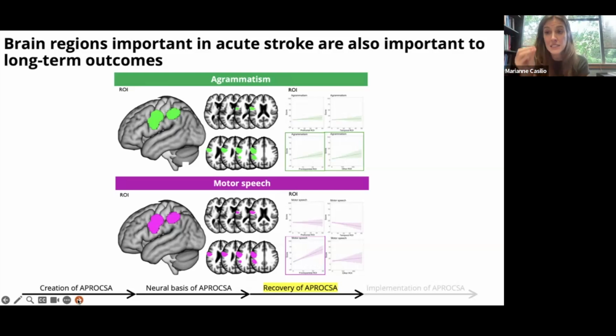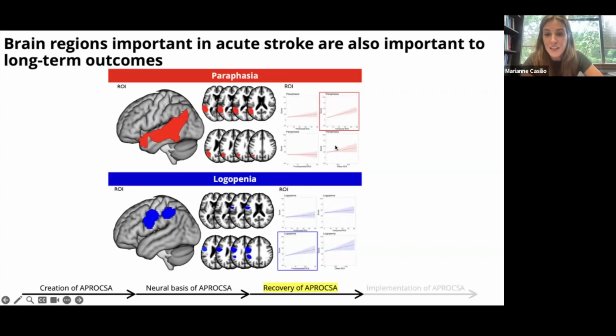And so we only got this statistically significant finding for agrammatism, but I'll point out with my cursor, if you take a look right here, that's the agrammatism one. If we look at motor speech, paraphasia and logopenia, just looking at the coefficient line that's plotted, it looks like it could potentially be significant. It's not flat, but we'll see our confidence intervals are quite wide.